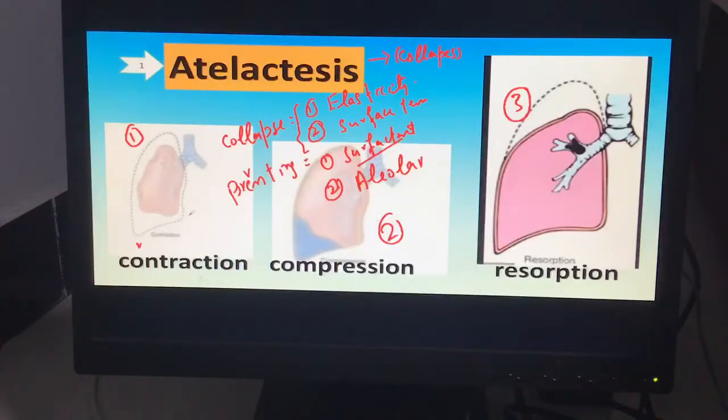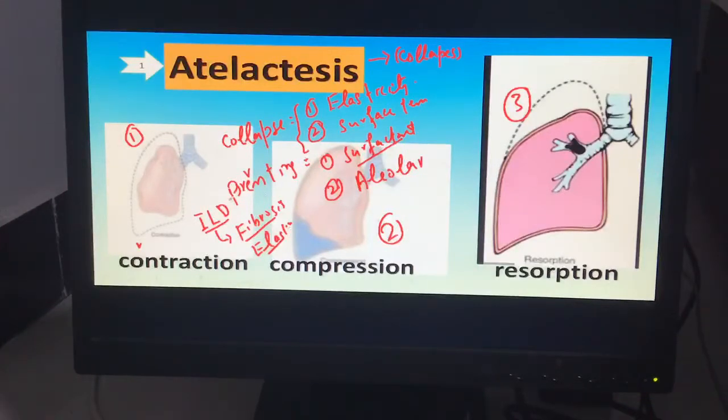What is a contraction collapse? This type of collapse is mostly seen in patients having interstitial lung diseases. Interstitial lung disorders lead to fibrosis. So what happens in fibrosis? In fibrosis, there is more deposition of elastin. When we deposit too much elastin, it has a contractile property.